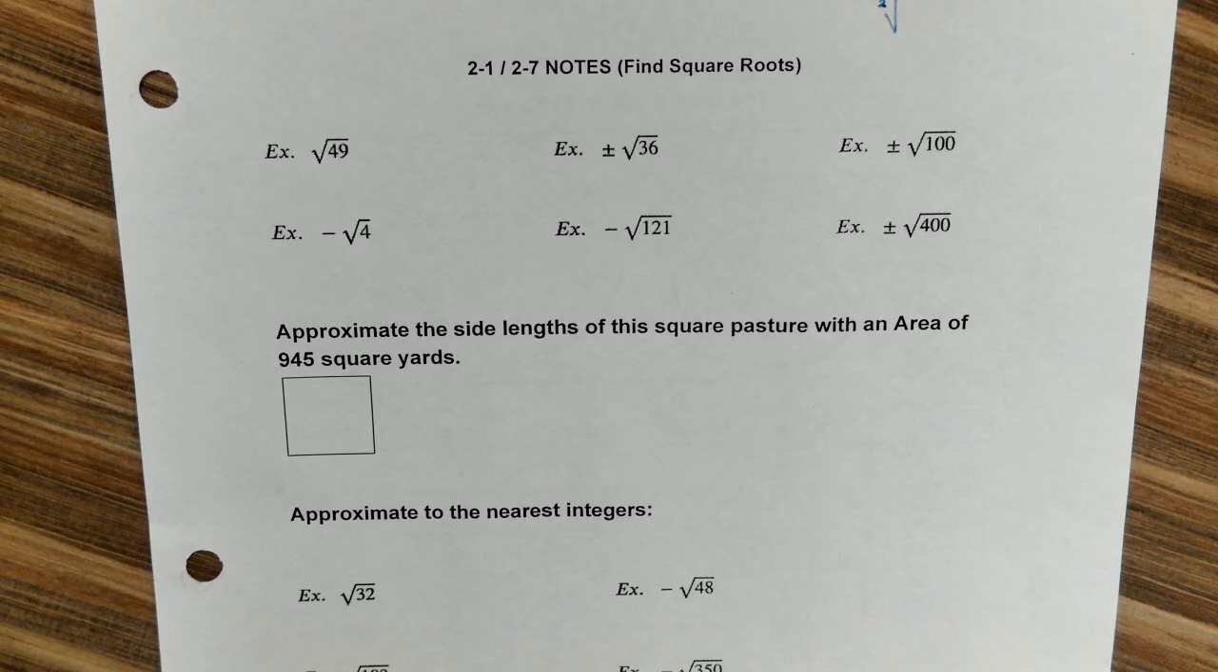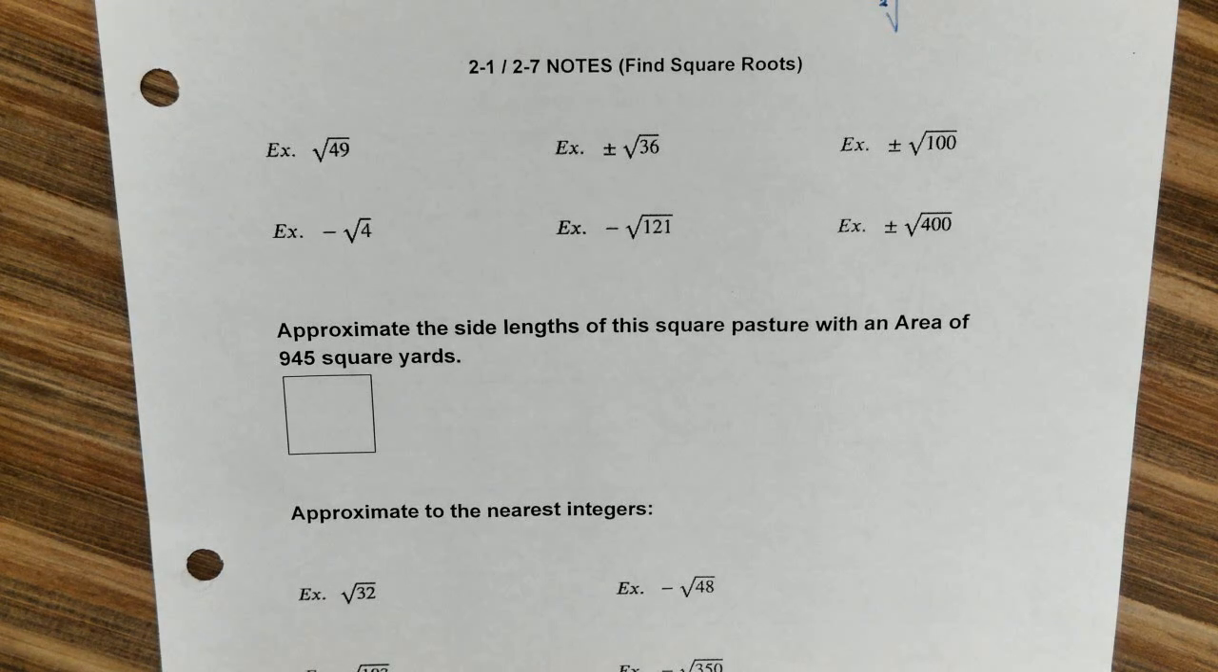There is another number. Y'all think I'm lying? 25. There's another number times itself. Negative 5 and negative 5. Very good. So, there are always 2 answers to square roots: the positive version and the negative version. 5 times 5 is 25, yes. But negative 5 times negative 5 is also 25.